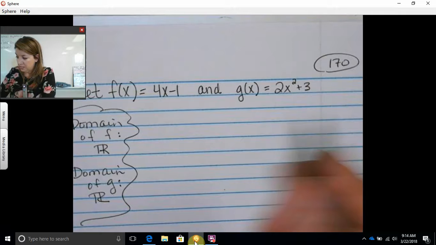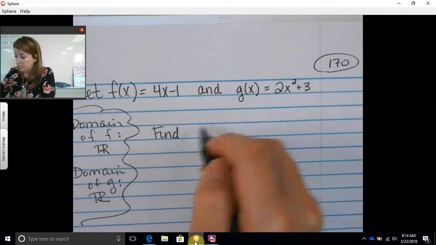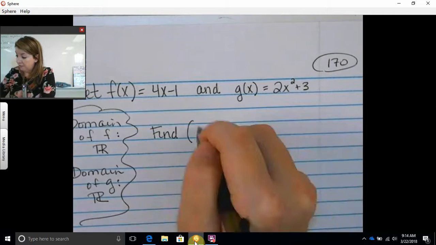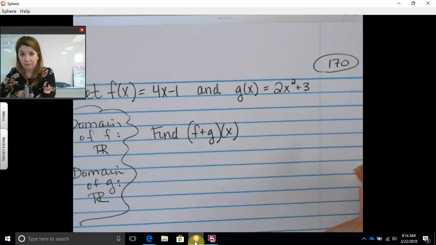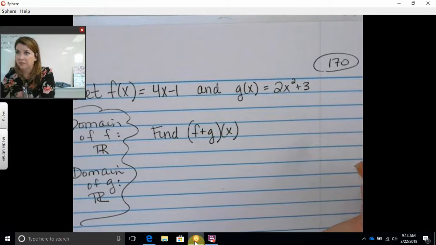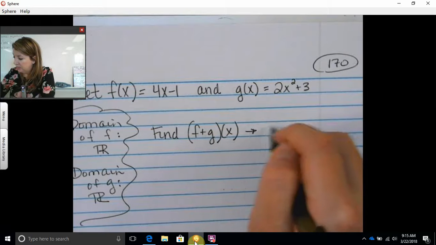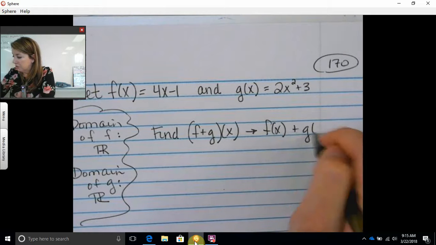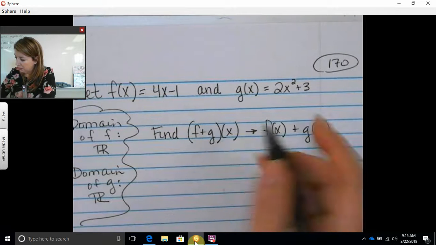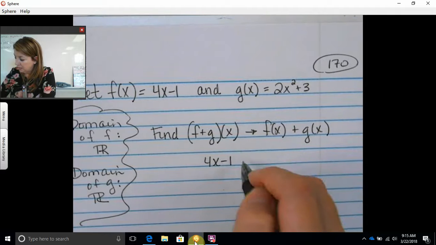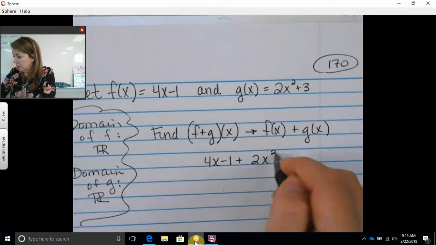So my first question is to find, sometimes you're going to see it written like this, f plus g, and then of x outside of it. I don't know why they have to write it in so many different ways, but they do. So no matter how you see it, that just means f of x plus g of x. Function f plus function g. So this time we're just adding them together, so you can put parentheses if you want, but they're not necessary. So function f is 4x minus 1 plus function g is 2x squared plus 3.